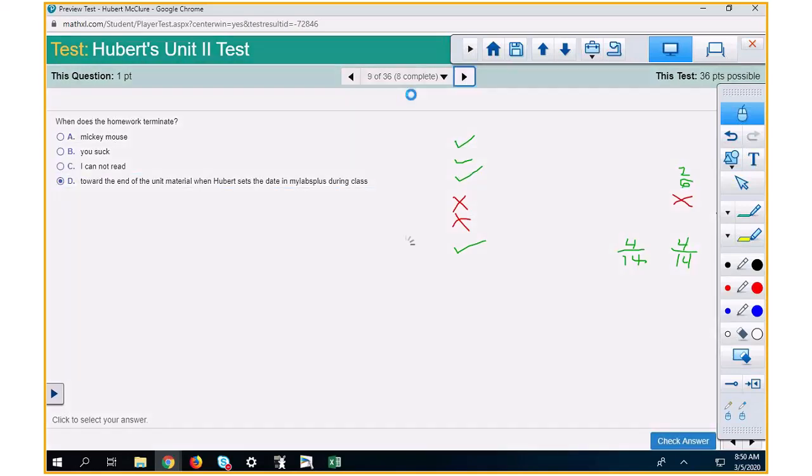Homework terminates here. Takes the highest grade.